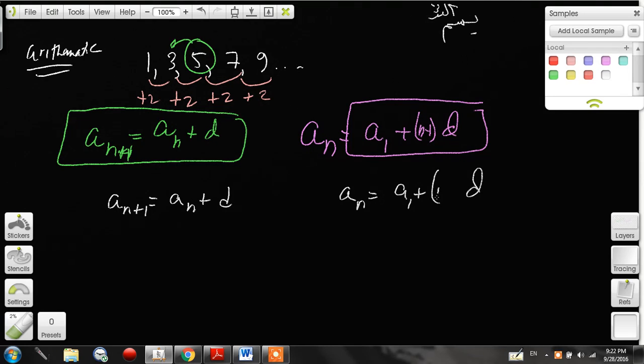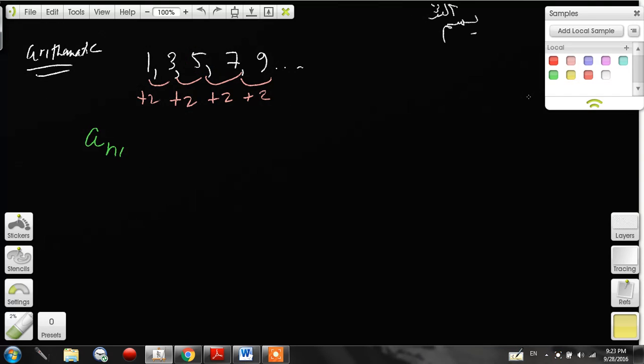N number of d's? No, n minus 1 number of d's, because you don't add n to the first term. So this you have to know. Okay, so now having said this, a sub n plus 1 equals a sub n plus the common difference, or a sub n equals a sub 1, the first term, plus, and how many times you add the difference? N minus 1 times the difference.